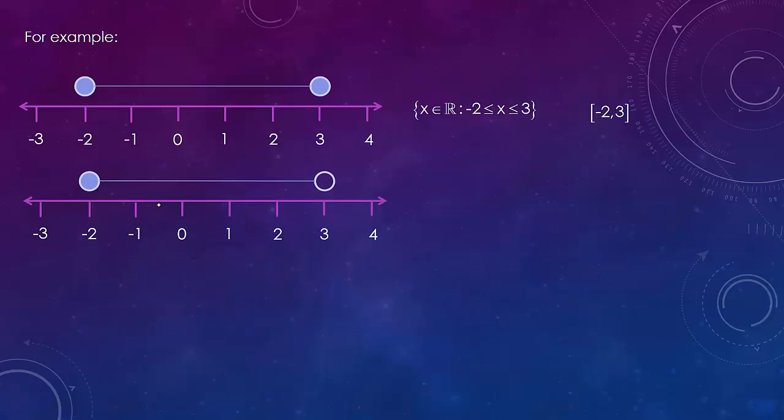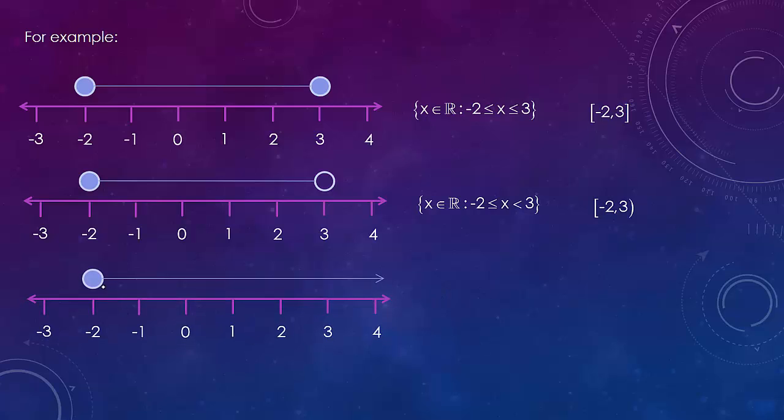Here -2 is included and 3 is not. So in set notation, the -2 has a less than or equal to, and the 3 just has the less than. In interval notation, we have the square bracket by the -2 and the round bracket with the 3.